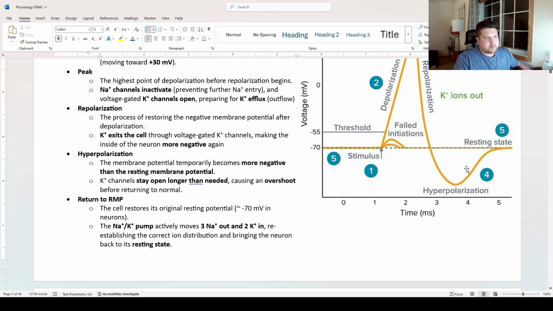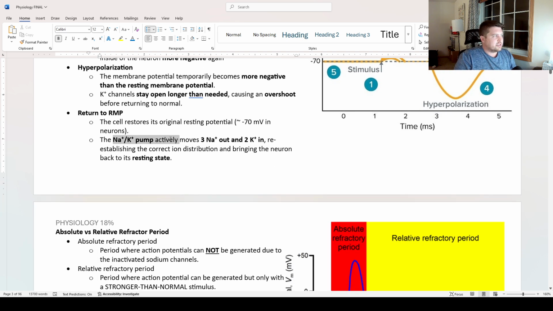Finally, after the hyperpolarization, we come back and neutralize and steady back into the resting state, back into the resting membrane potential. Staying there specifically is thanks to the sodium potassium ATPase pump, the one that we mentioned in the last recording.